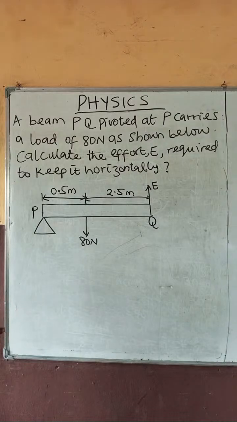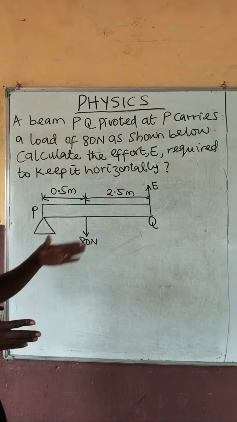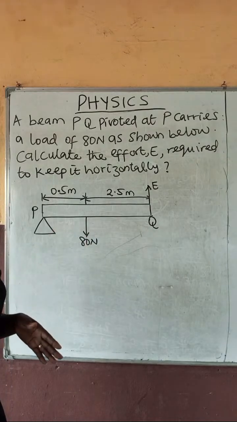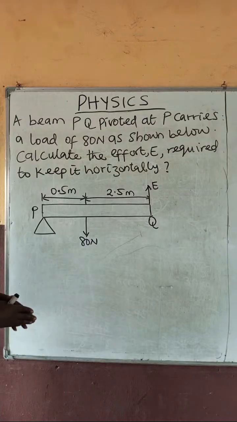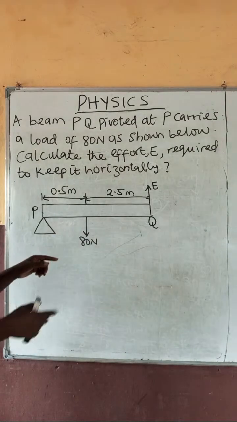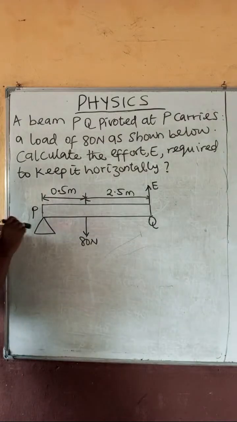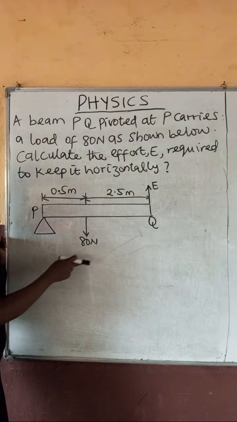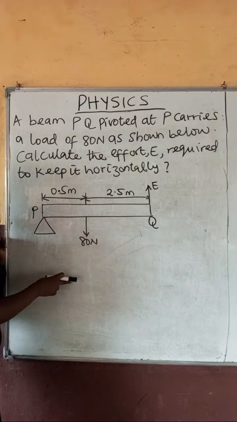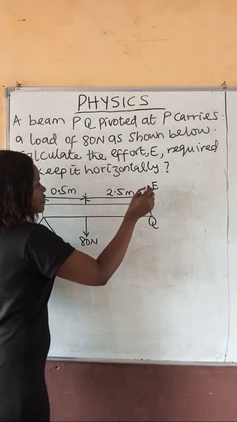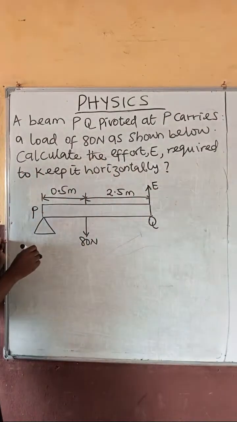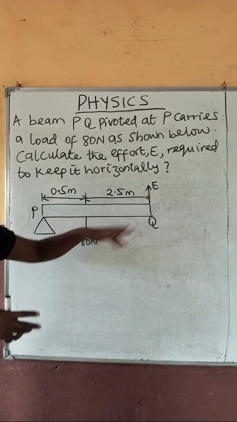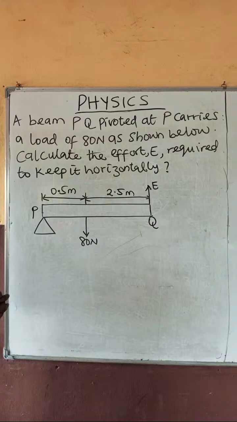Now, how do we solve it? It looks as if it's not what we are discussing, but it is the same method we are going to use to solve it. That is clockwise and anti-clockwise moments. We are taking moments with respect to this pivot. We have a force of 80 Newton acting down. We have another force E that is acting up. We are asked to find the magnitude of the effort, which is E. What do we do?